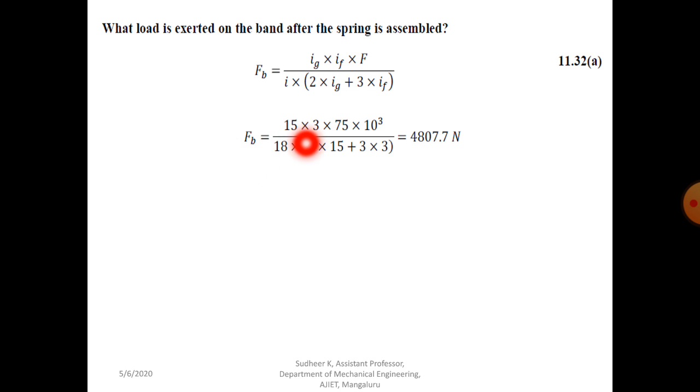So Ig value is 15 and If value, that is the full length leaf, is 3 and F value is 75 into 10 to the power 3 divided by 18 into 2 into 15 plus 3 into 3. So that you will get the value as 4807.7 Newton. So this is the load on the clipboard in order to close the initial gap.